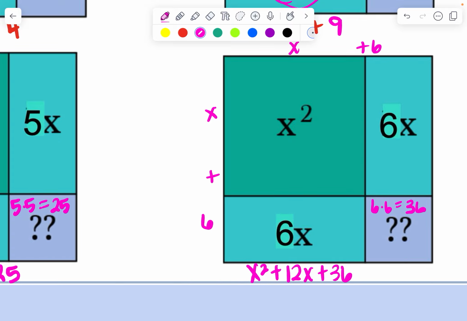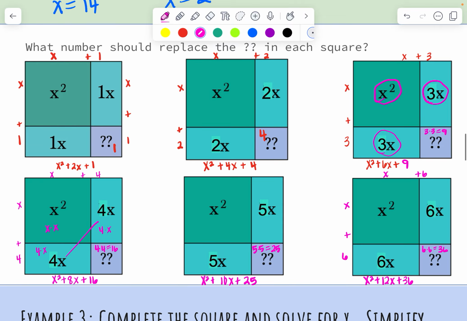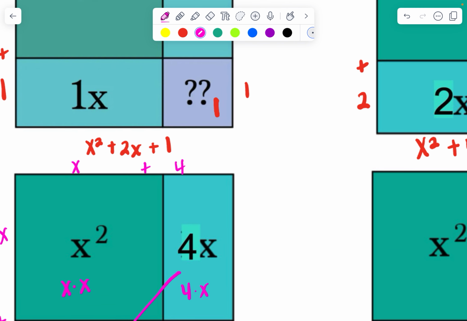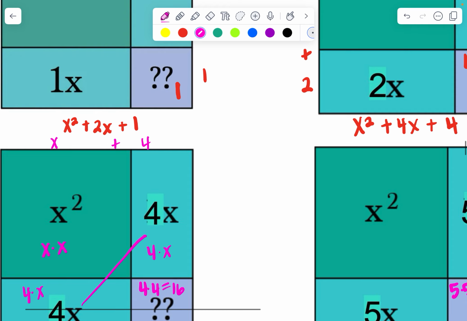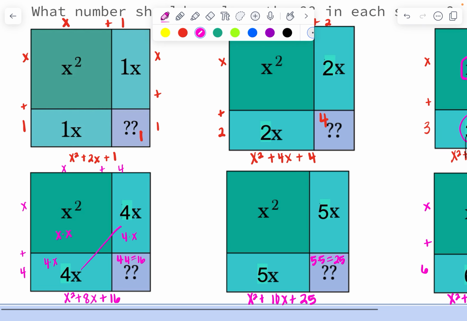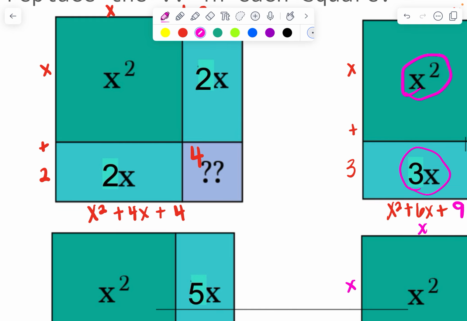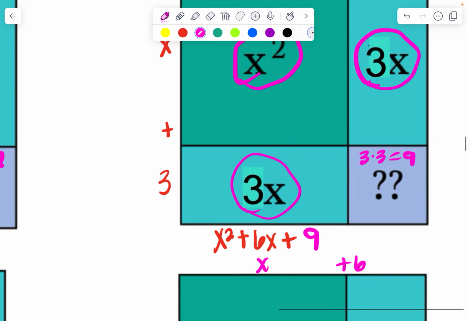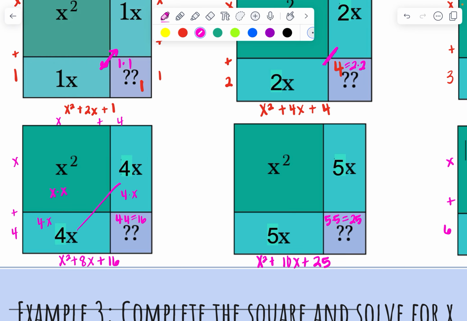We have completed the square on all 6 of these problems. And if you look at the number that we completed the square with, if we look here on this first one, our 2x is divided into a 1x and a 1x. And then this box was 1 times 1. Here, our 4x's were divided into a 2x and a 2x. And then this was 2 times 2. Our 6x's were divided into a 3x and a 3x. And then our c ended up being 3 times 3.